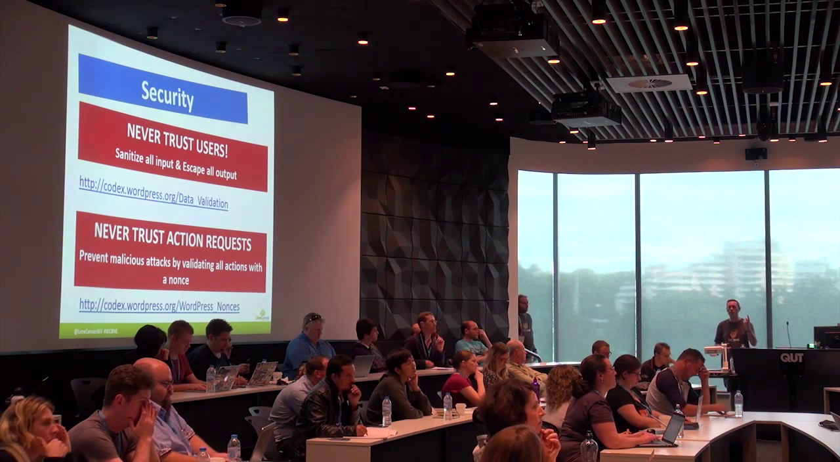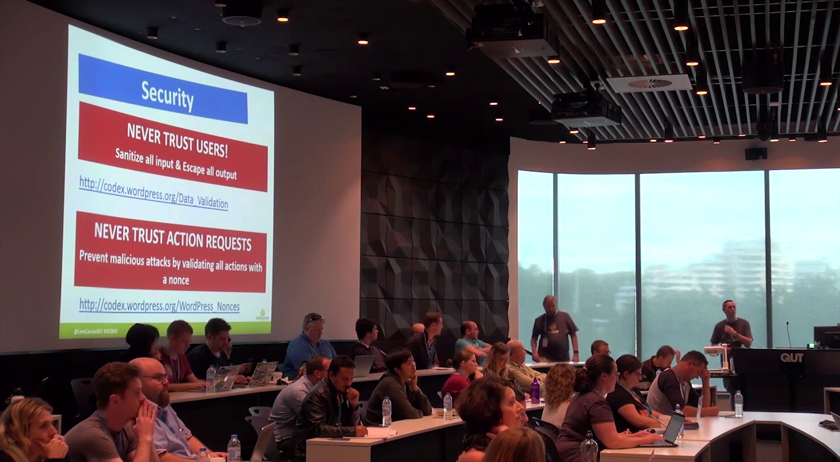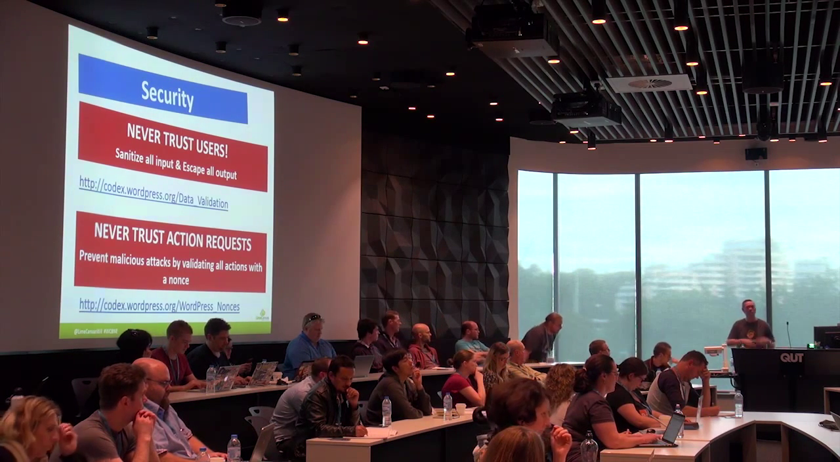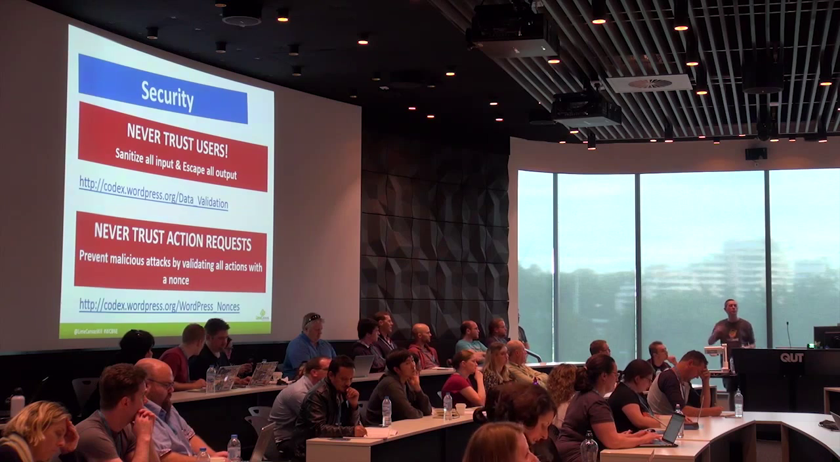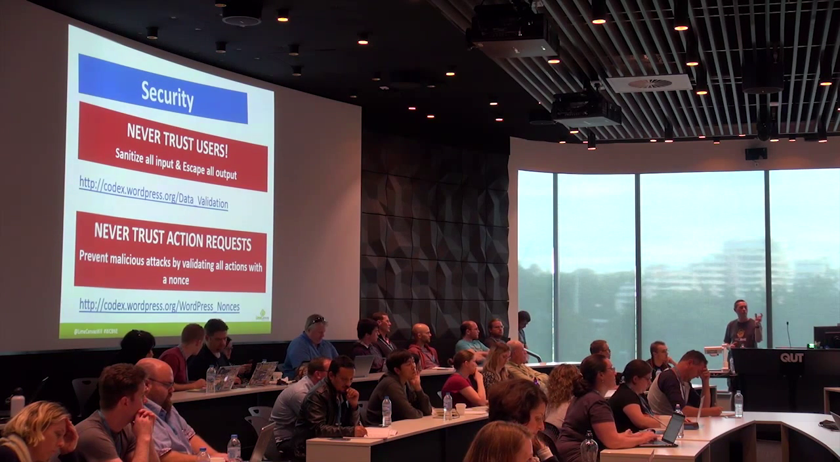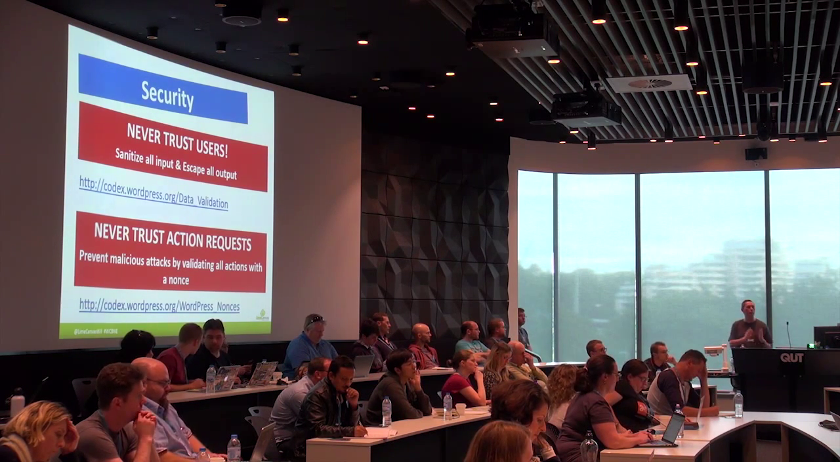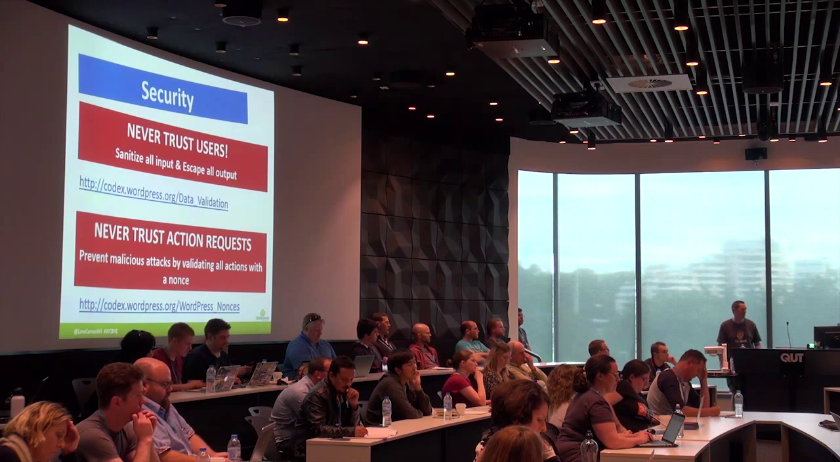Essentially, it's a unique code. It's like a one-time code that you associate with your function. So when it then calls to your backend function, you can check to make sure it's the same unique token that was created to make sure it was WordPress that actually called it and not somebody else.